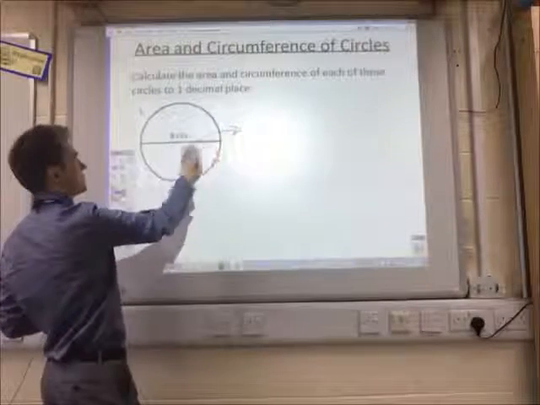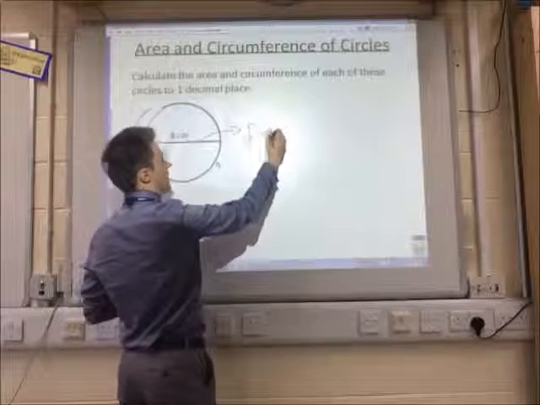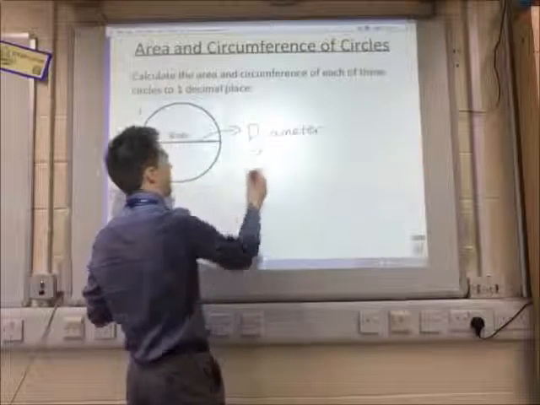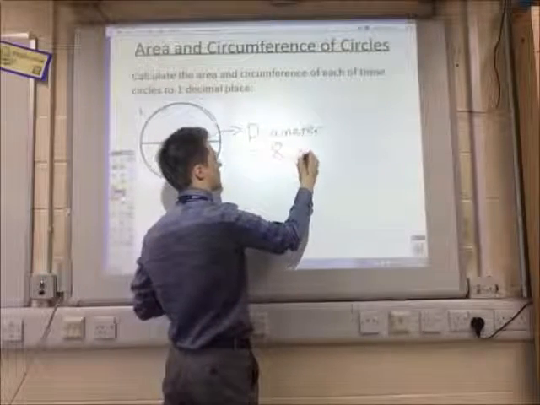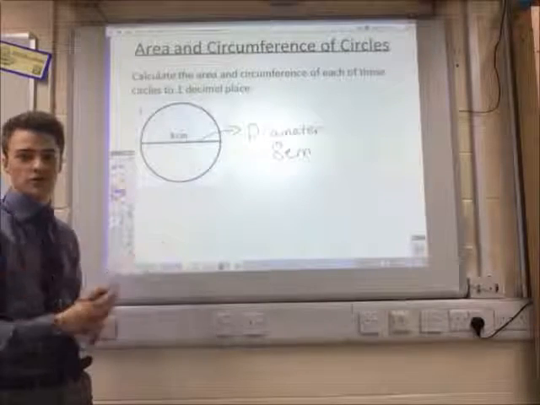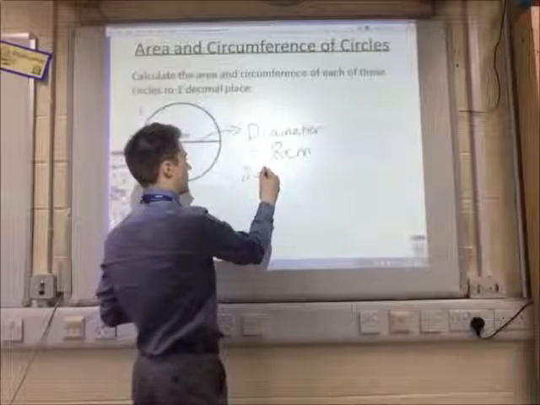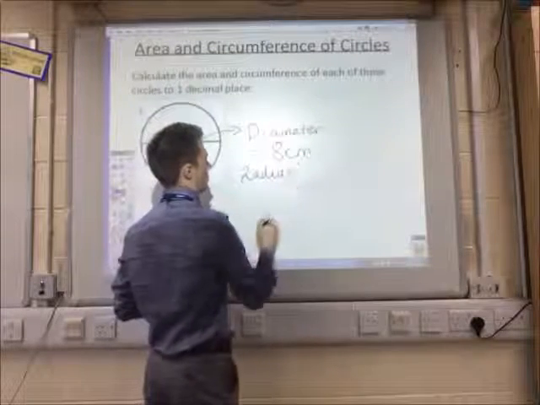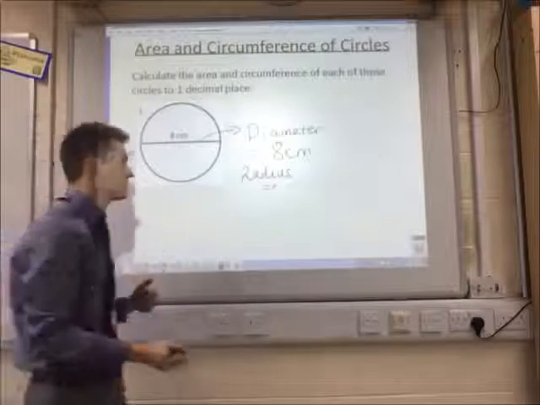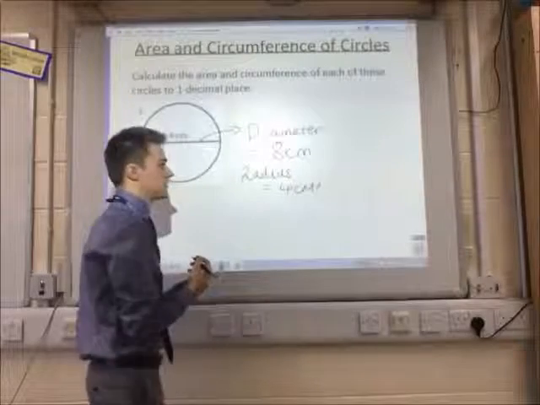The length across the whole circle is called the diameter. So I'm given the diameter in this question, which is 8 centimetres. The diameter, the bit across the whole circle, is 8 centimetres. Now we also need to find the radius of the circle, which is just half the diameter. So if I divide the diameter by 2, our radius for this example is 4 centimetres.